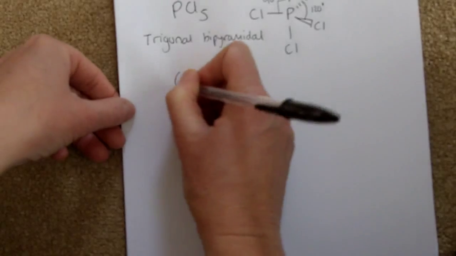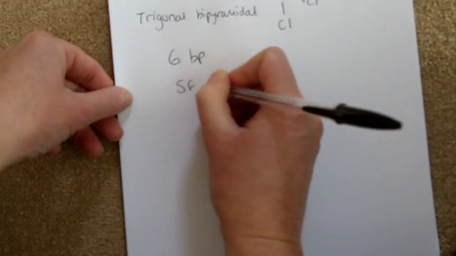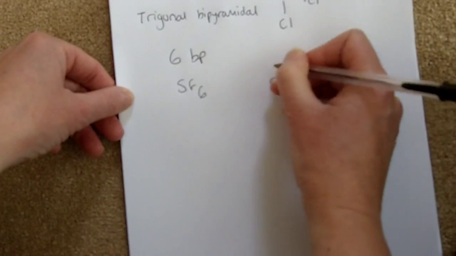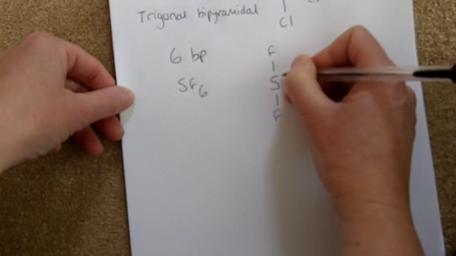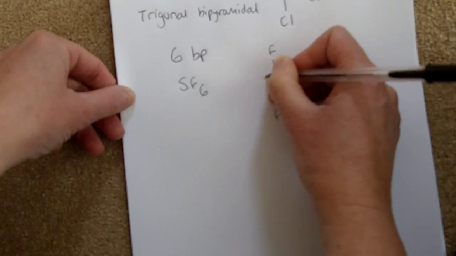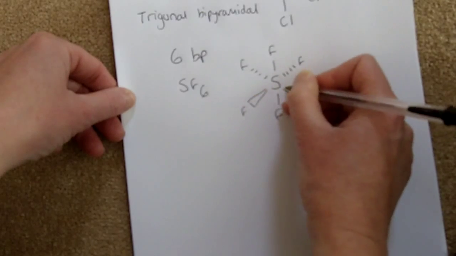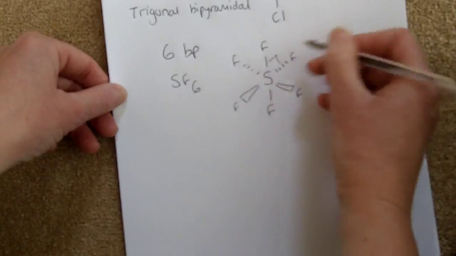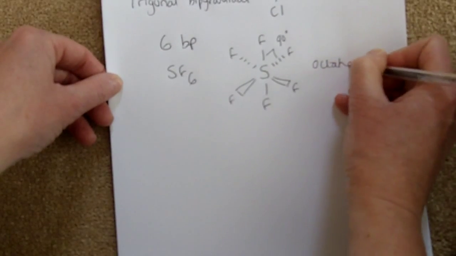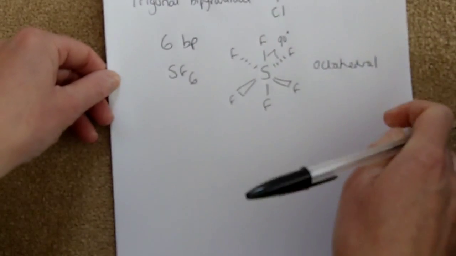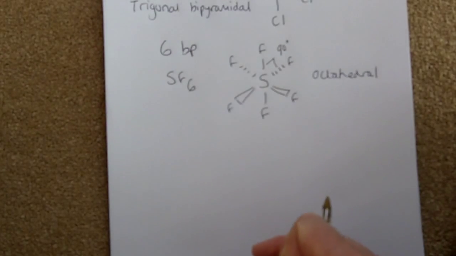The last example is 6 bond pairs, and a good example of that is SF6, and that takes up the shape called octahedral. Every bond angle, going back into the paper, sticking out and sticking out, every single bond angle is 90 degrees. It's called octahedral, and if you put faces onto this shape, it would make an octahedron shape.